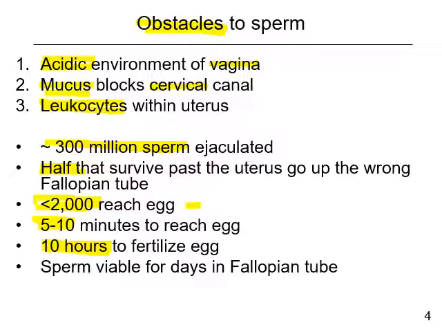And just as a final note, even though the oocyte is viable for only about 1 day, the sperm are viable in the uterus and in the fallopian tube for several days. So the sperm can get there before the oocyte is actually ovulated and transported into the fallopian tube.